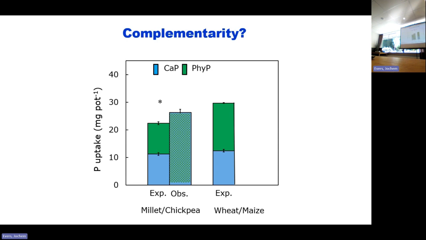Okay, quick question. Perhaps I'm not sure if it's a super question, but what exactly is phytate phosphorus? Is it organic? Yeah, organic. Okay. Right.